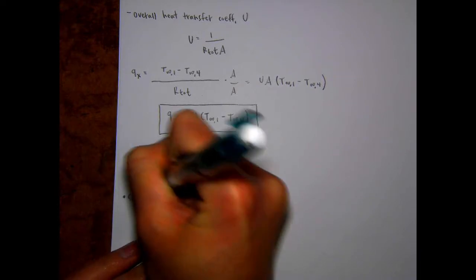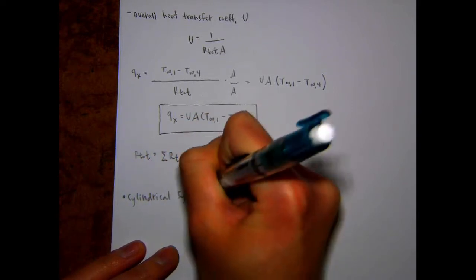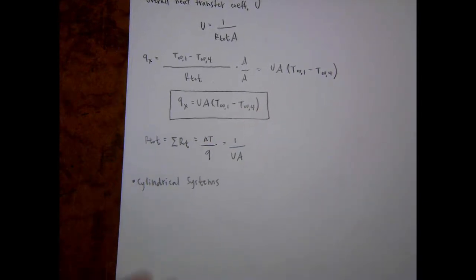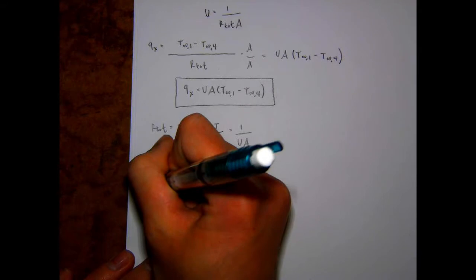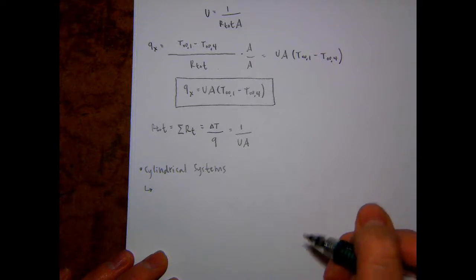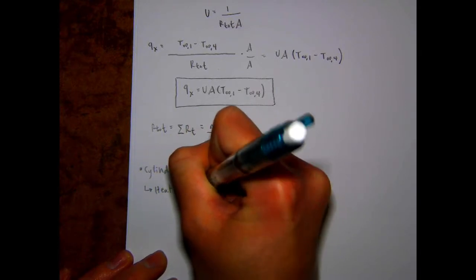All right, cylindrical systems. So often, and that's what we'll do for this derivation, we treat heat transfer as one-dimensional in plane walls and also in cylindrical systems. So we'll say, for this case, we'll have heat transfer in the radial direction only.